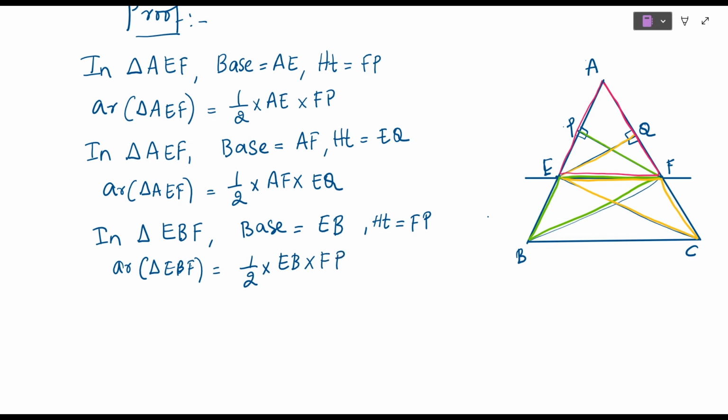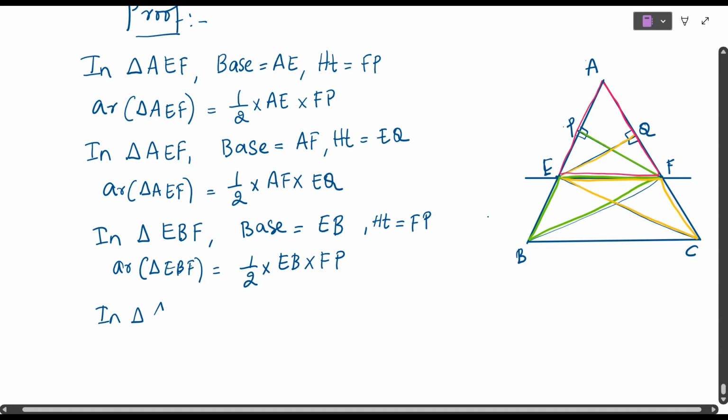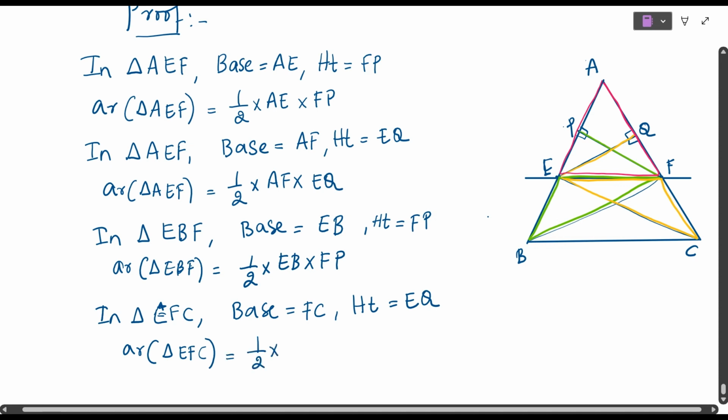Now, I am going to take the triangle in the light orange color, that is triangle EFC. So, what is the base here, students? Base is FC and its altitude is outside. So, height is EQ. Now, what will be its area? Very simple. You just have to know the formula for area of triangle, that is half into base into height. Half into FC into EQ.